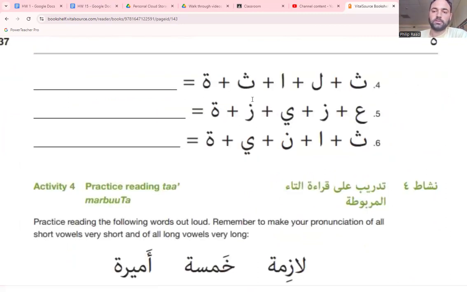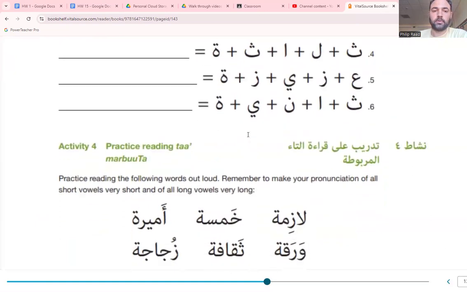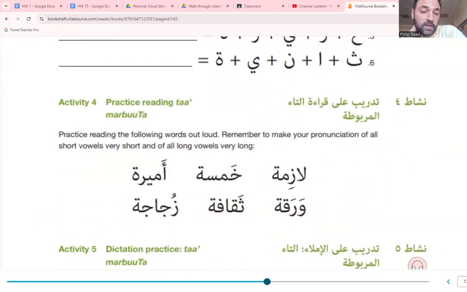As well as these 3 words. Tha, tha, lam, alif, tha, te marbuta. And then ain, zay, ya, zay, te marbuta. Tha, alif, nun, ya, and te marbuta. Okay. Then move on to activity 4, where we practice reading these words out loud.